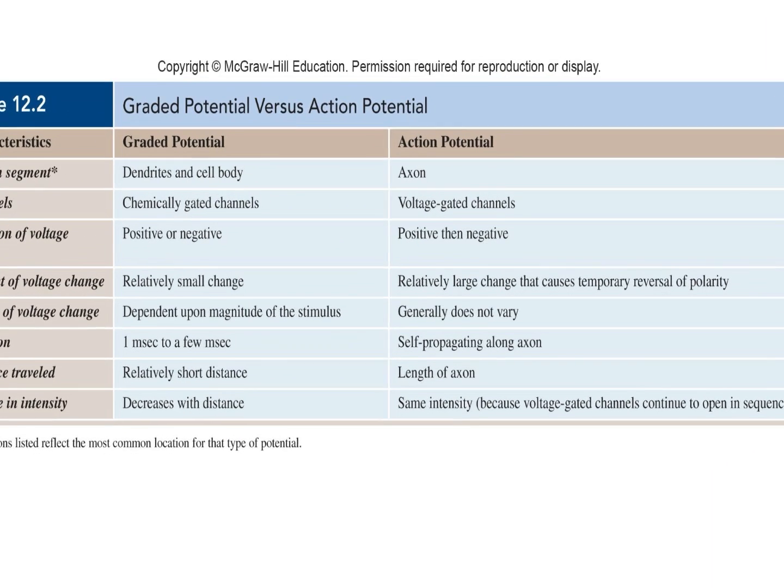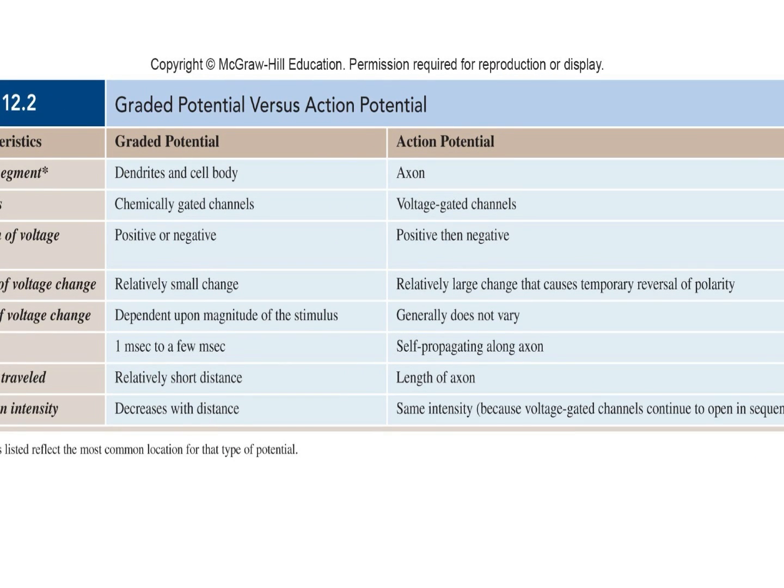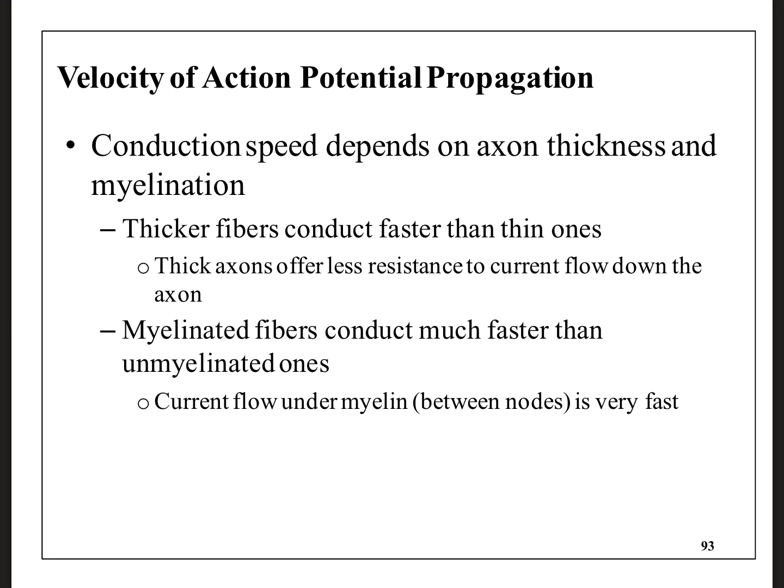All right, so there's a difference between graded and action potentials. You should understand the difference. Graded potentials are IPSPs and EPSPs. Action potentials are propagation down the axon. And I've talked about conduction speed.